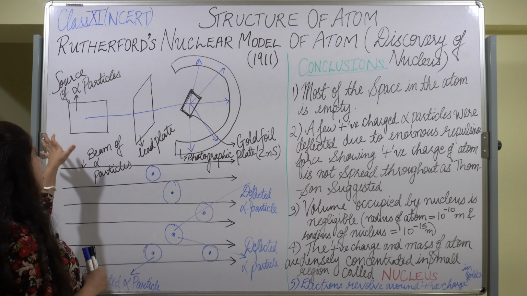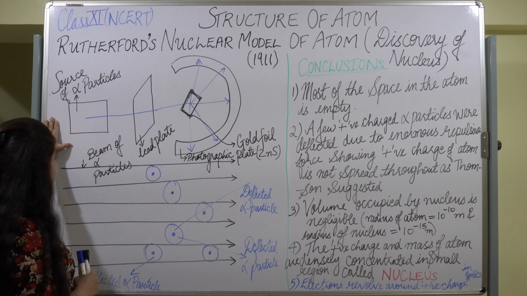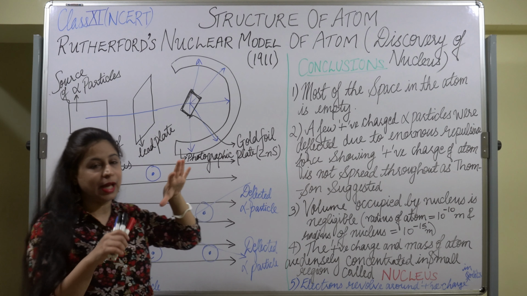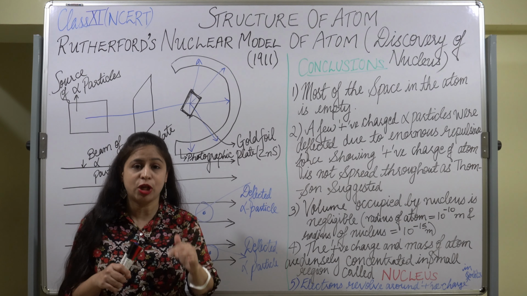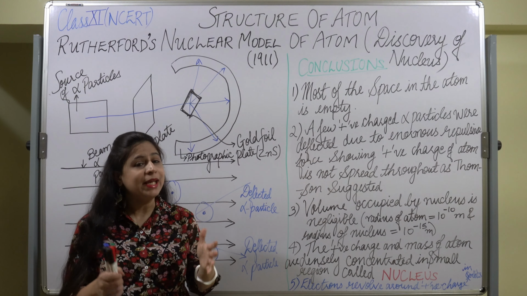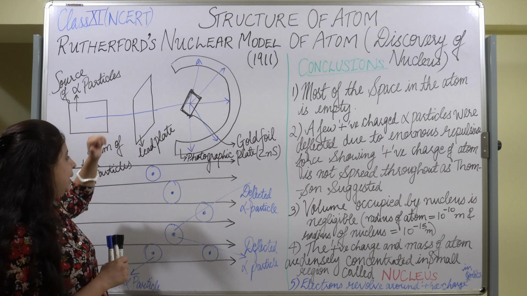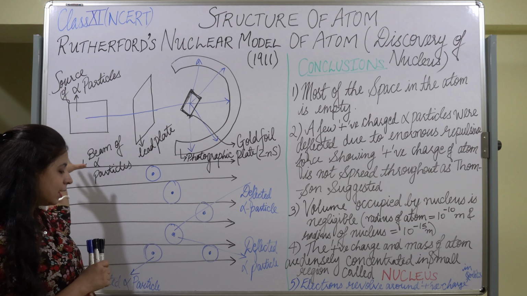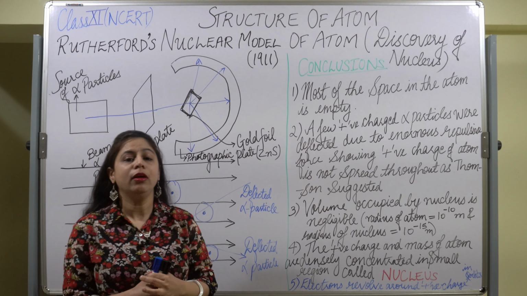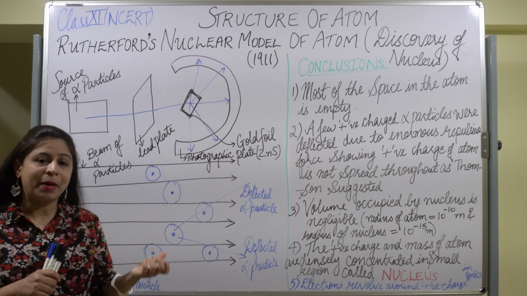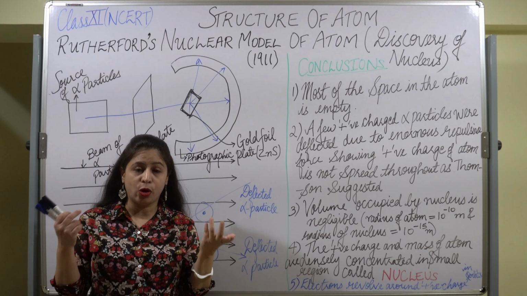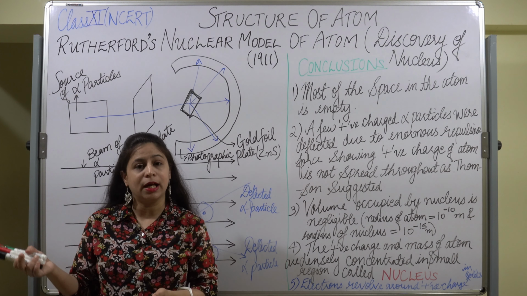So he took a source of alpha particles, then he placed those particles in the lead chamber or the lead plate. Why did he do that? He enclosed it in a lead plate so that the alpha particles are not distracted or focused on any other point.